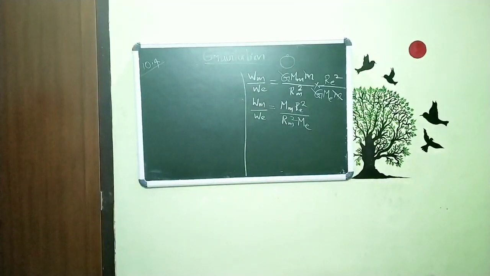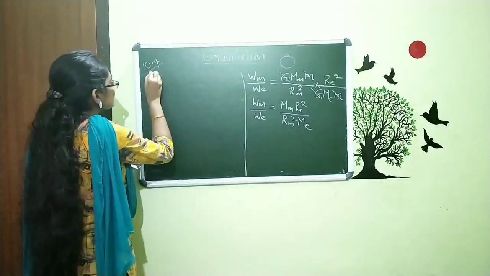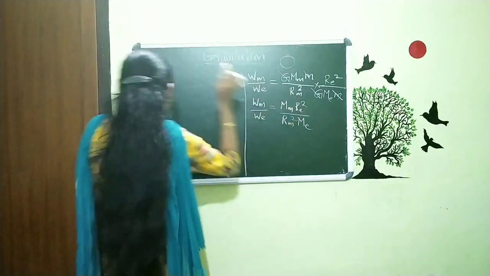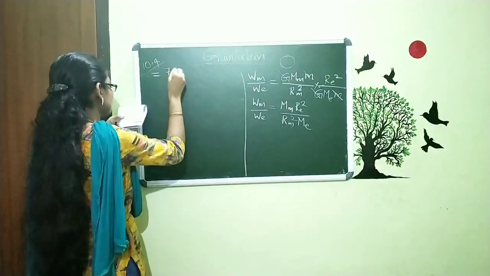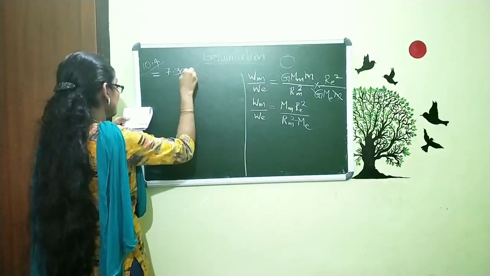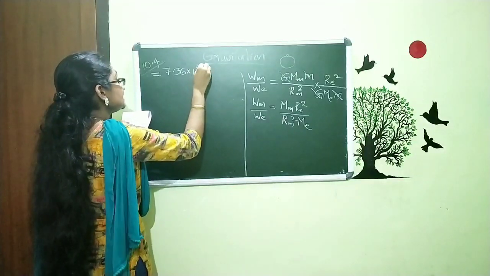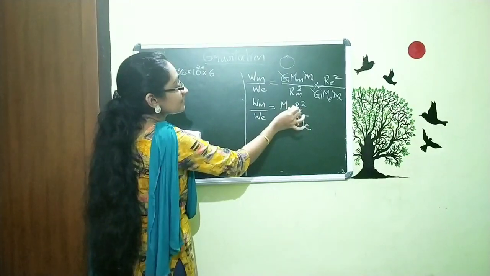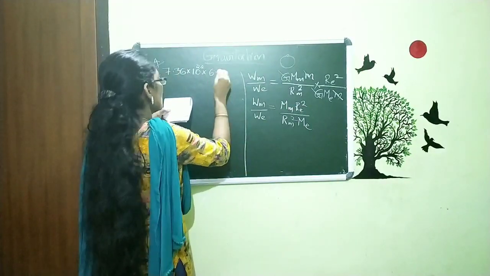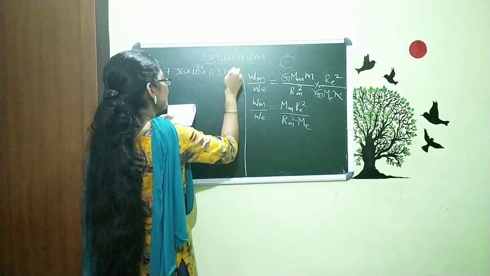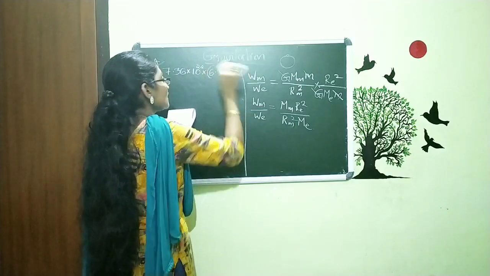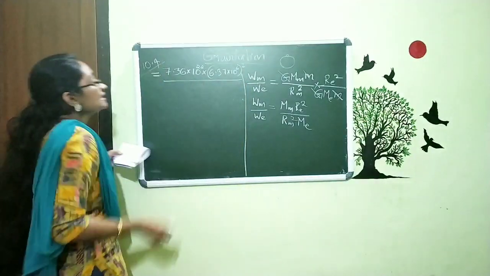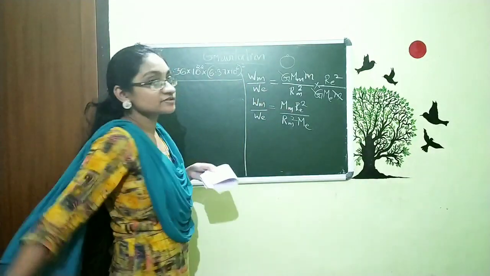The values are like this. Mass of the moon is 7.36 into 10 raised to 22, into... Now I am going to substitute the radius of Earth, 6.37 into 10 raised to 6. This we want to square, so we want to give the square symbol there, and divided by RM square, radius of moon squared.